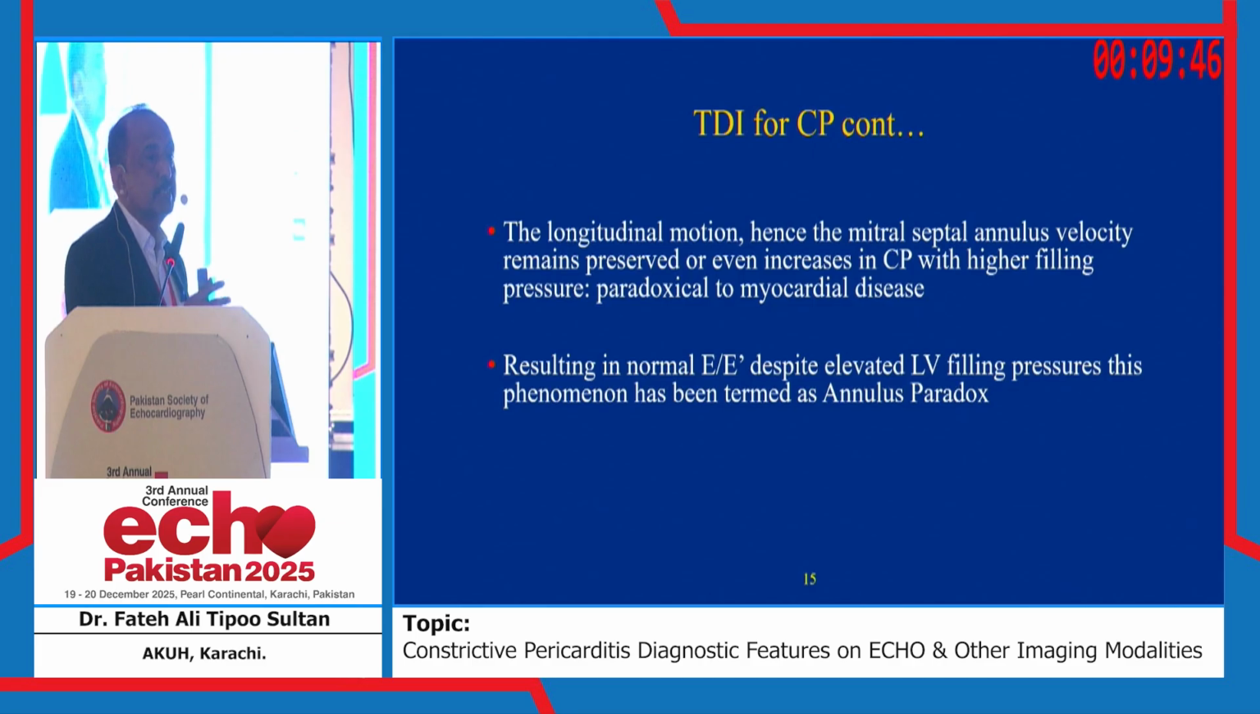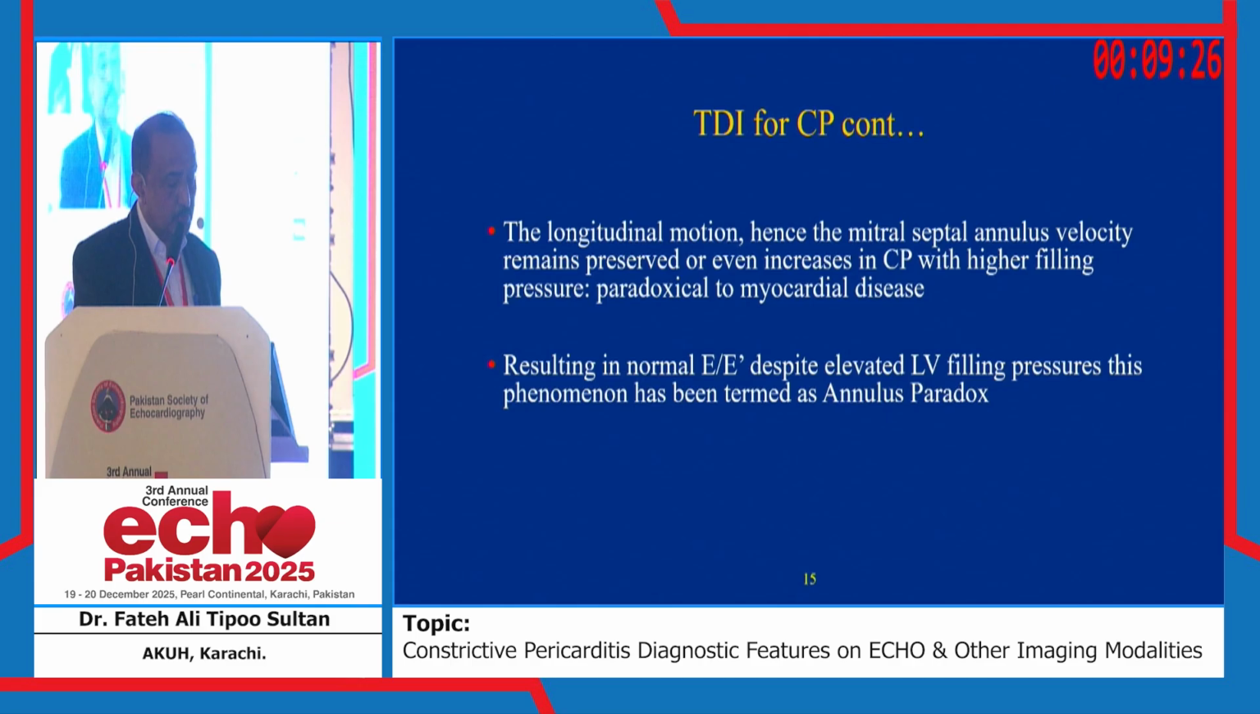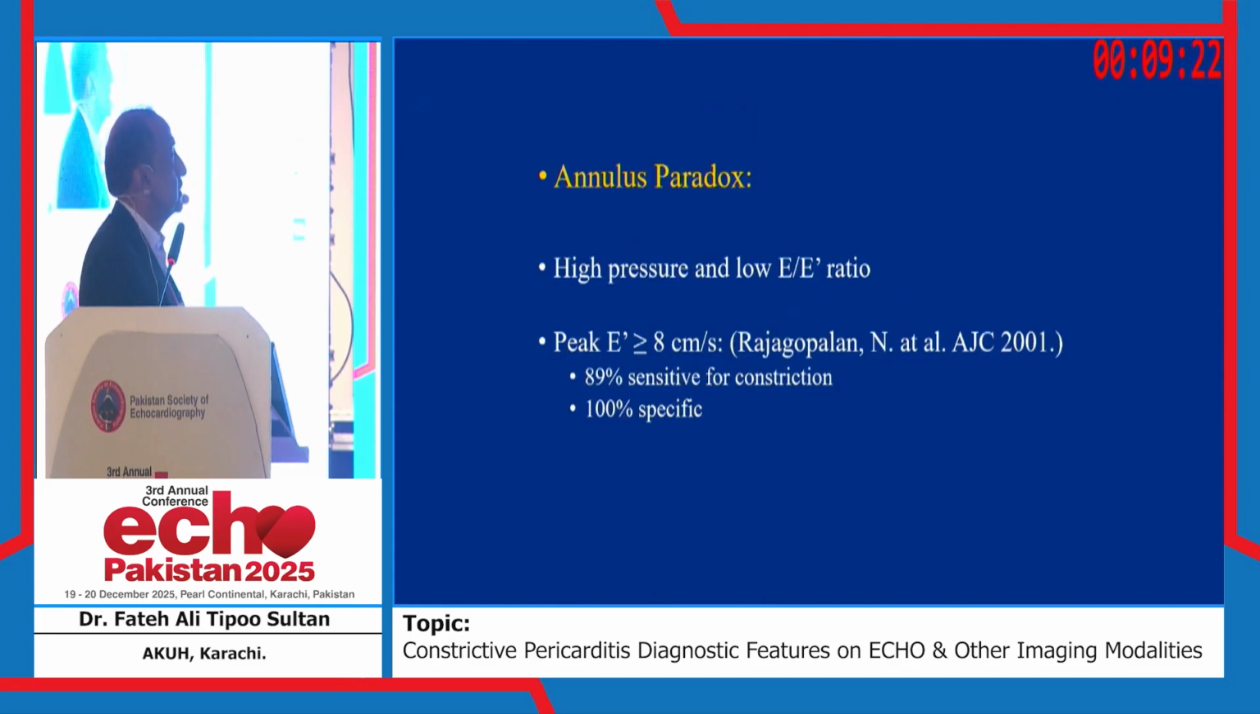So if the E velocity is increased, mitral inflow is also increased, and the E prime is also increased, then the ratio would be normal. So resulting in normal E to E prime ratio despite elevated LV filling pressures, and this phenomenon is termed annular paradox. कि आपका mitral inflow आपको बहुत बड़ा मिल रहा है, लेकिन आपको E prime भी बहुत बड़ी मिल रही है, and E to E prime ratio is not increased. This is typical for constrictive pericarditis.